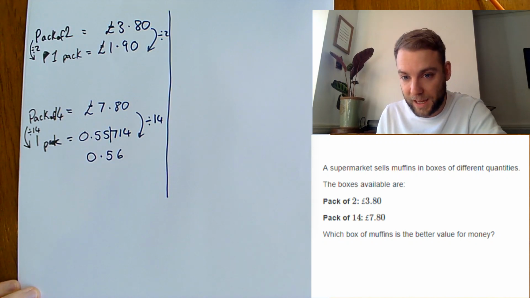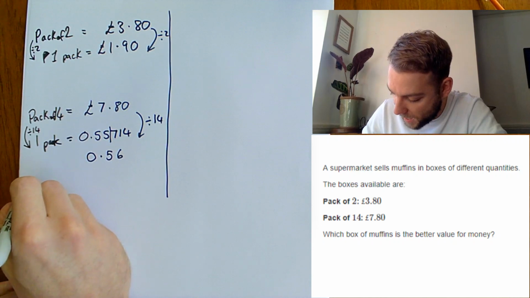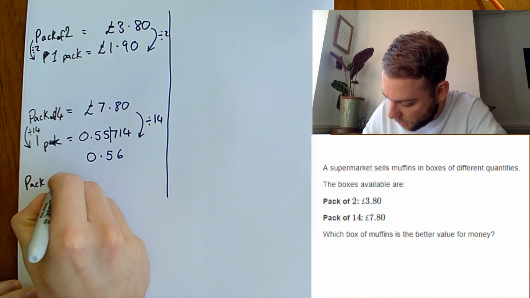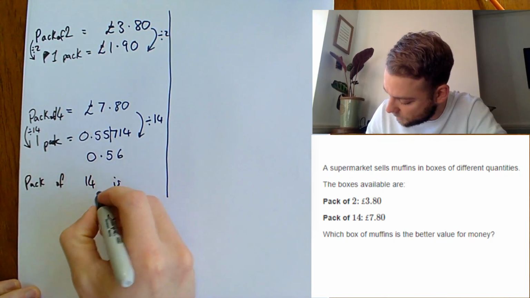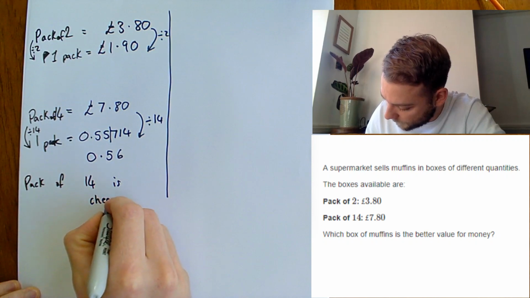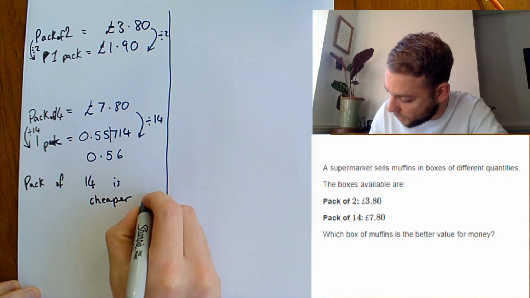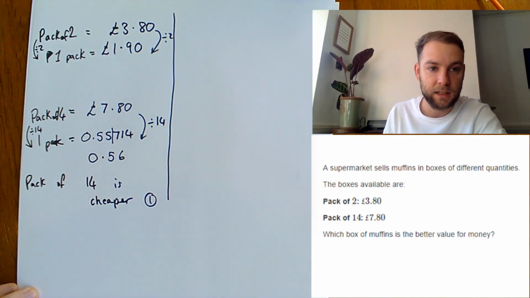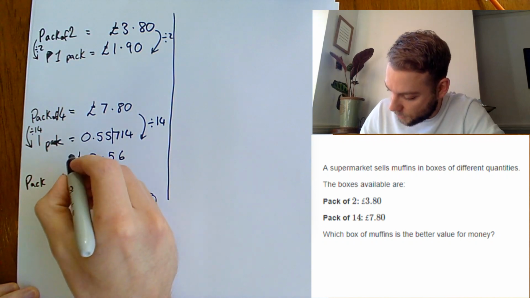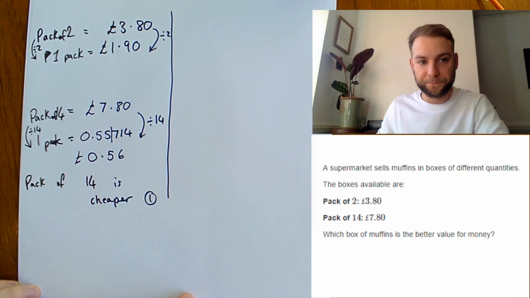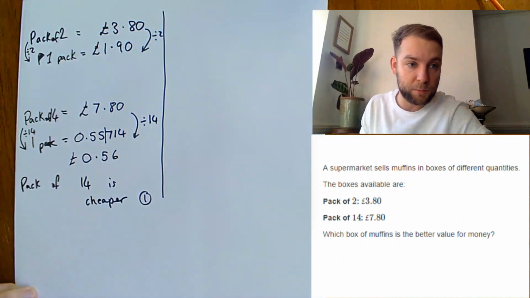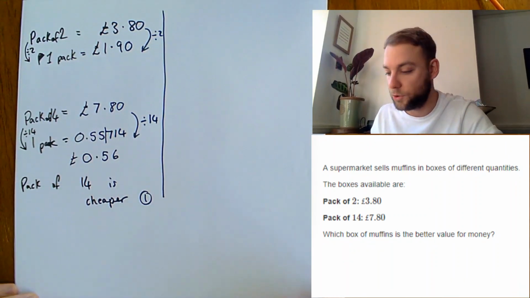So which pack is cheaper? Well, a pack of 14 is cheaper. You've got to make sure you say that at the end. You do get a mark for that there. Alright. So I'll show you another way. That would be enough. That would be plenty for this question. I will show you another way.